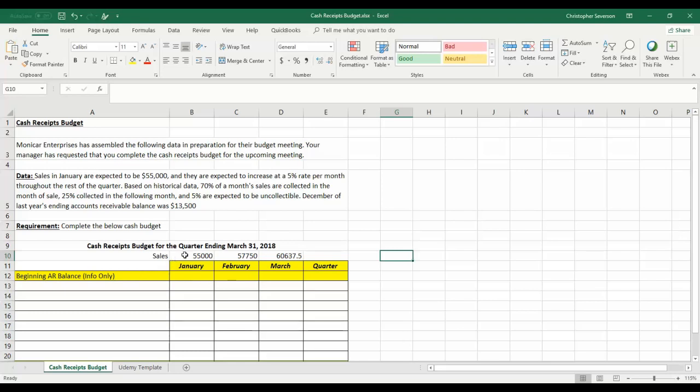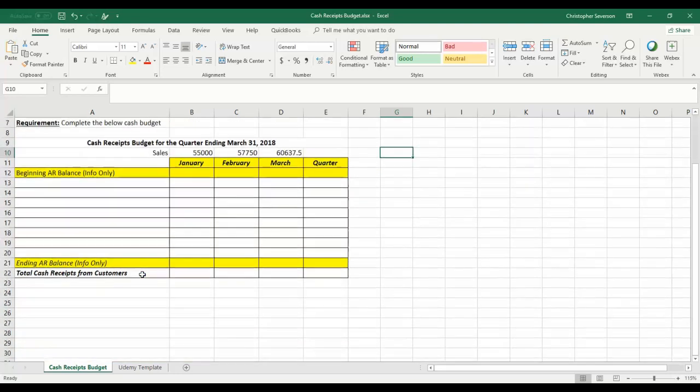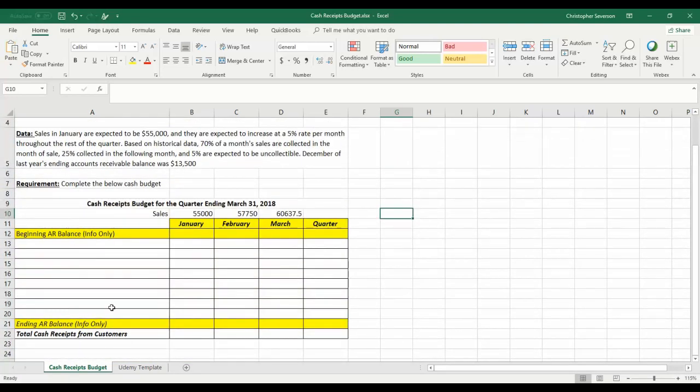If this was a cash company, we would just be collecting them all that month and we'd be good to go. We wouldn't need any information on accounts receivable, beginning or ending balances. Everything would be collected right away. However, it's not in this case. We collect items, in this case, based on 70% of a month's sales collected that month, 25% collected in the next month, and the remaining 5% are expected to be uncollectible.